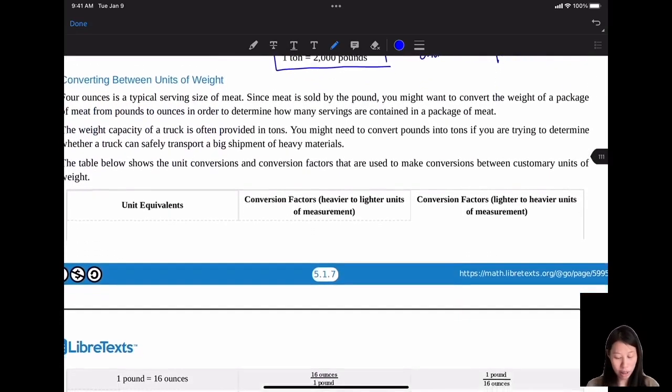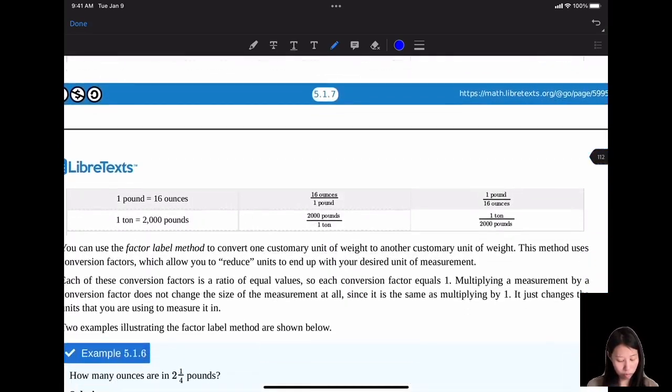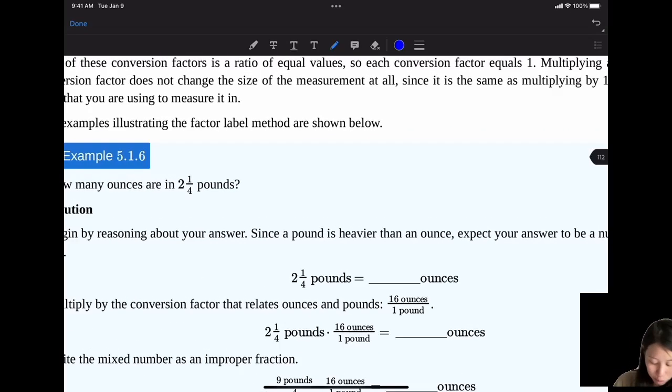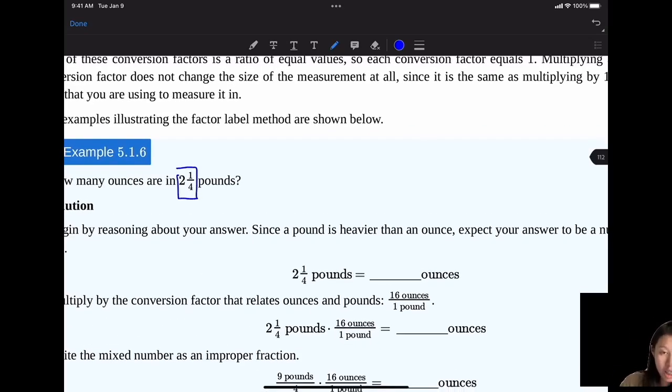Okay, now let's try it. How many ounces are in 2 1/4 pounds? Again, what's the first step? The first step is you want to write these into the appropriate fraction form. 2 1/4 is equal to 9/4 pounds. Now let's take a look. We want to convert pounds to ounces. We know that 1 pound equals 16 ounces.